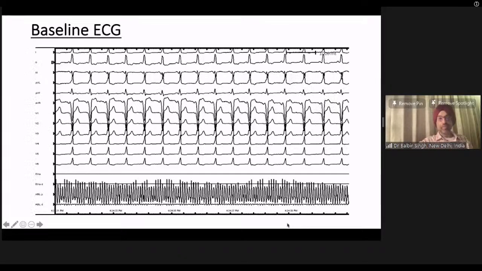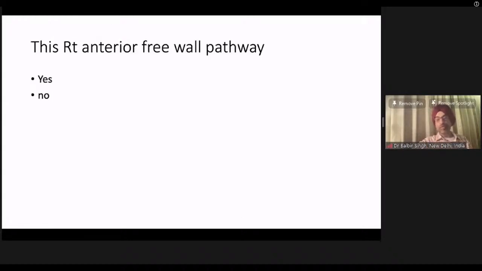So let's examine this ECG. So we see that the delta in 2, 3, aVF is positive. So you get, as Jackman says, one point for each in 2, 3, aVF. And how do you distinguish between a right anterior and a right anteroseptal? If you look at V1, there's no positive delta wave. There's no positive R wave. And so this is not an anterior pathway. This is an anteroseptal pathway.